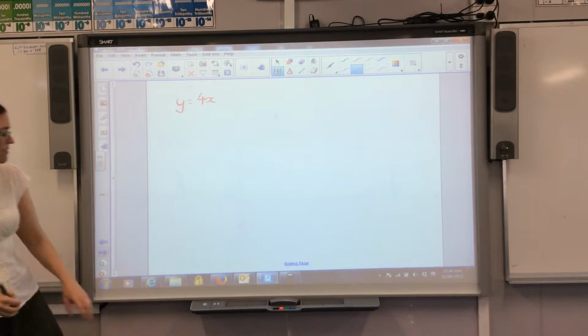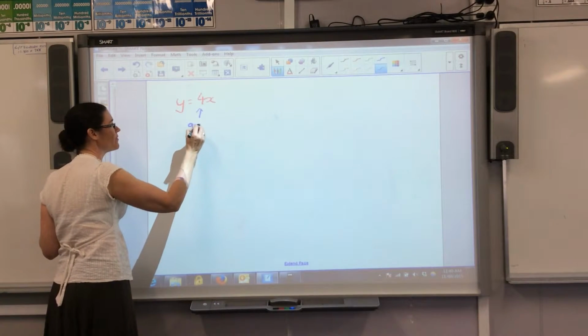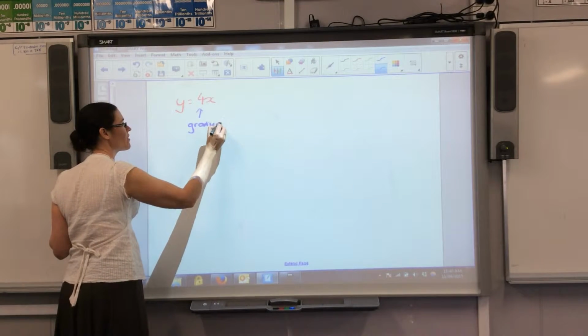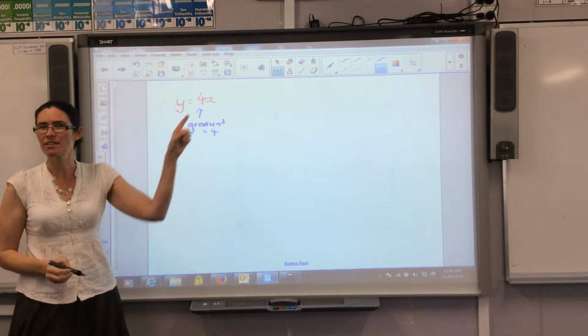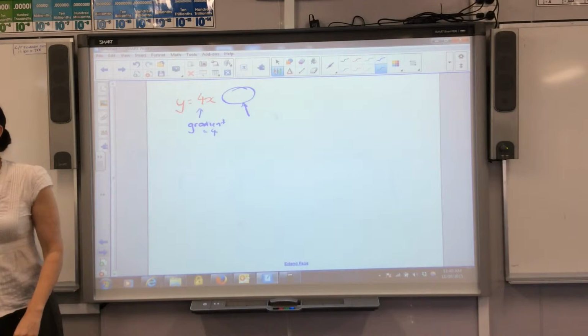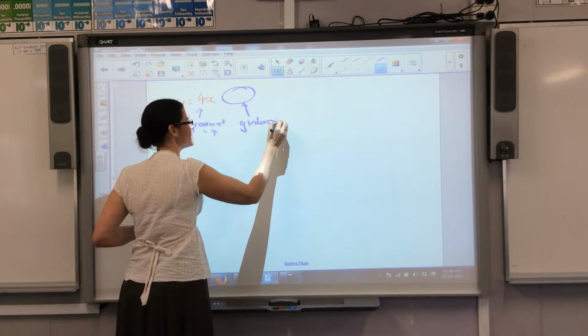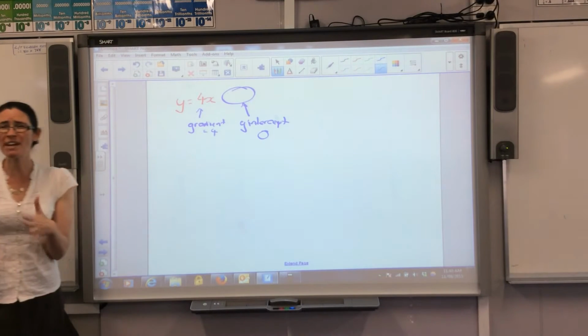Okay, y equals 4x. What's my gradient? Multiply 0 by 4. What's my y-intercept? 0. The big fat 0. Okay, how do I find my x-intercept again?